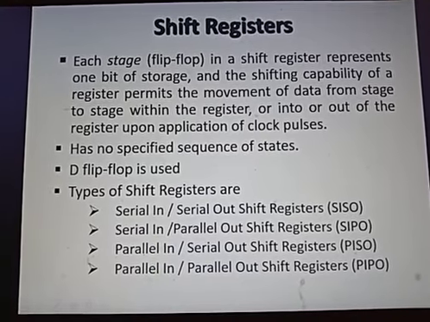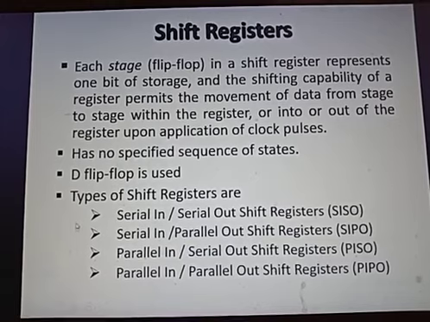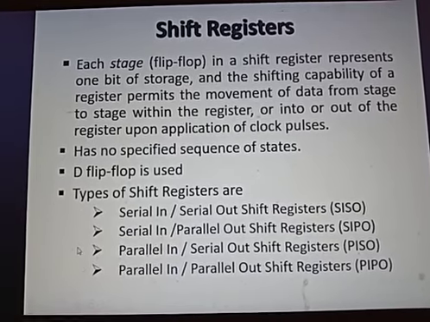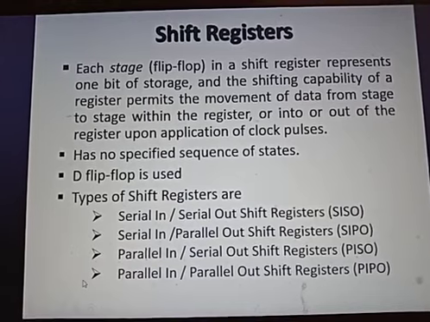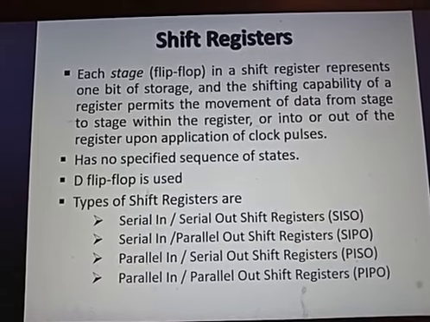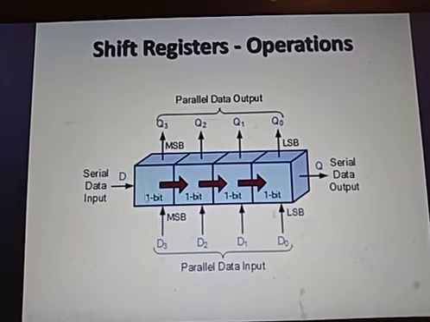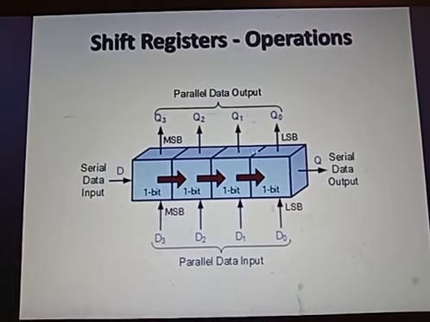Now, shift registers means the data will get shifted from one flip flop to another flip flop based on the direction of movement. We are classifying the registers into four categories: serial in serial out, serial in parallel out, parallel in serial out, and parallel in parallel out. Usually, we'll be using D flip flop. We'll discuss why later. Now this is the overall block diagram of a shift register.